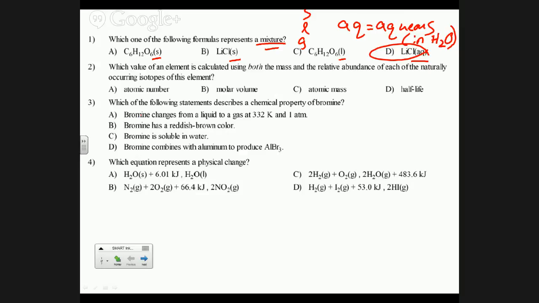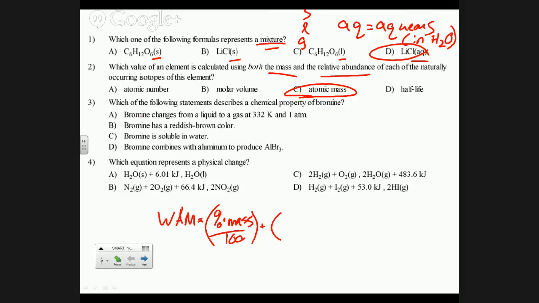Which of the following elements is calculated, or which value of an element is calculated using both mass and relative abundance of each naturally occurring isotope? That is the atomic mass. If you guys remember the formula, I call it the WAM, the weighted average mass, equals the percent times the mass over 100 plus, in parentheses, the same thing, but for the next isotope, so on and so forth.